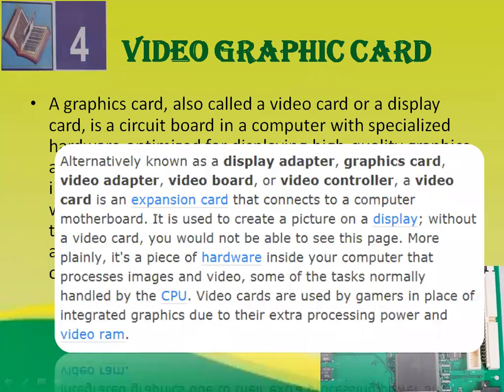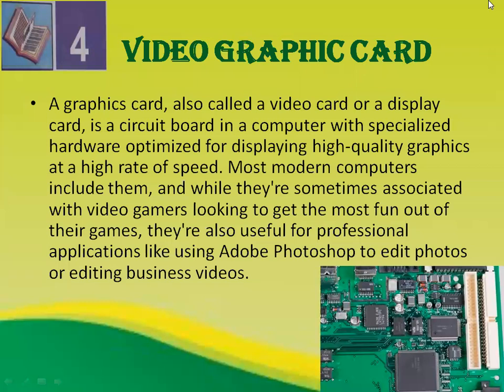Video graphic card. A graphics card, also called a video card or a display card, is a circuit board in a computer with specialized hardware optimized for displaying high quality graphics at a high rate of speed. So video graphic cards are basically used to provide support for your videos and images, and simply it provides support to the monitor with high resolution. It can increase the resolution of your system, and it can support more realistic colors.